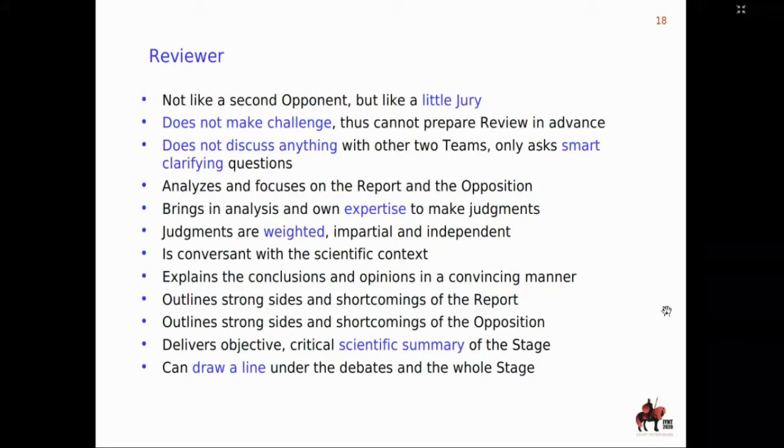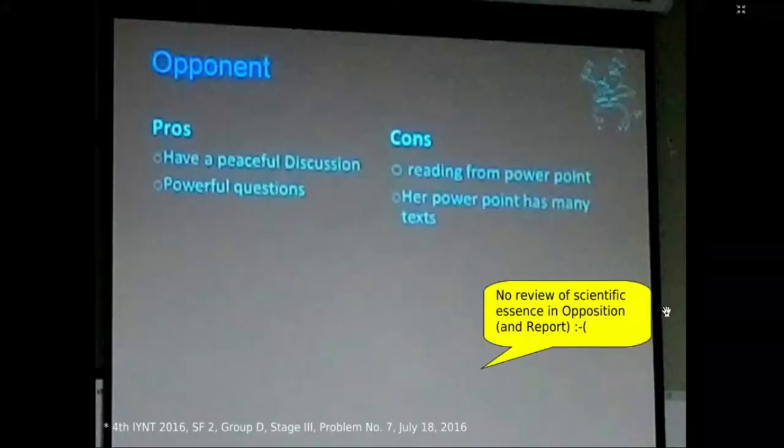They analyze the report. They analyze the opposition. They bring in an analysis and own expertise to make judgments. These judgments are weighted and independent. They are conversant with the scientific context as well. They explain the conclusions and opinions convincingly. They outline all strong sides and all shortcomings of all other teams. They deliver an objective and critical scientific summary of the stage, and they can draw a line under the debates on the whole stage. So their performance is the final performance on the stage.